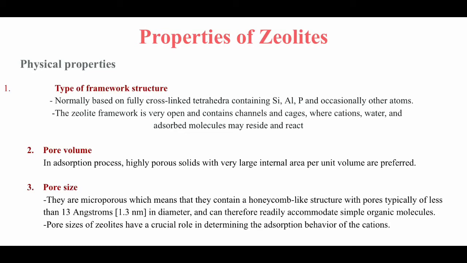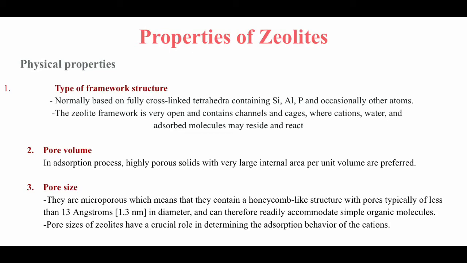These are generally called T atoms, and the T-O-T bridges are usually formed by oxygen atoms. The zeolite framework is very open. It means that they have open cavities and contain microscopic channels, sort of like a sponge, and also cages, where cations, water, and absorbed molecules may reside and react, which are commonly exchangeable. For example, in solution phase for softening water, by removing calcium and magnesium cations and replacing them with sodium cations. And the channels are large enough to allow the passage of gas species.